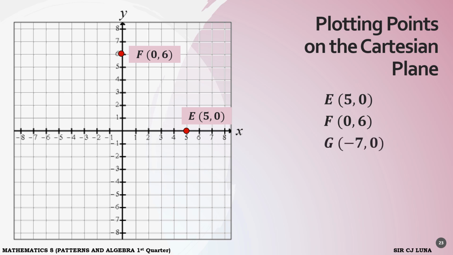Next, point G, negative 7, 0. Okay, you're correct. It is in the x-axis, negative x-axis. So that is point G. And lastly, point H is 0, negative 3. That is on the y-axis. So, there. That's how you plot points on the Cartesian plane.